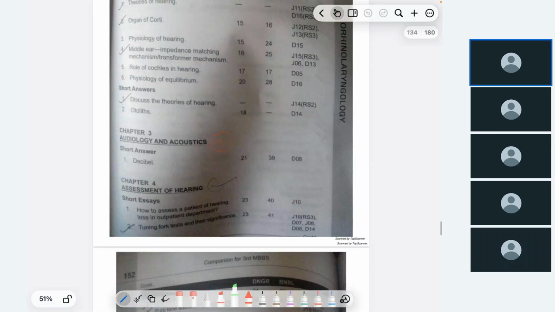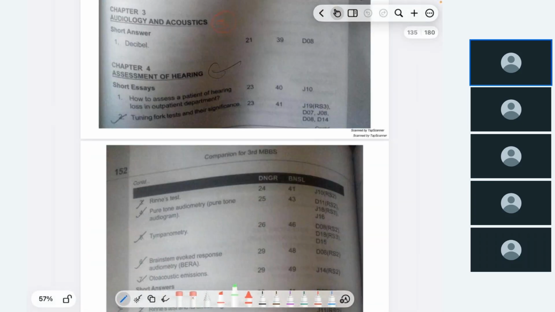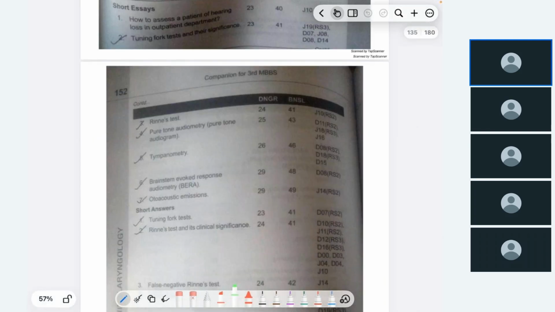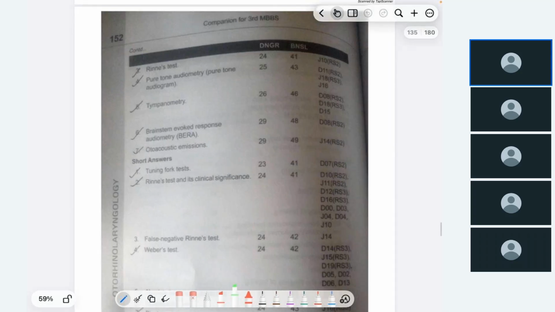And then following that, we'll go for assessment of hearing. How to assess a hearing loss in OPD, which is one side, as a 10-mark short essay. Tuning fork test and its significance as many times. Rinne test, pure tone audiometry, tympanometry, BERA and otoacoustic emission I will not be covering. Let me put a red mark for it. Please note BERA and otoacoustic emission I am not covering only because it's asked only once. Let's discuss only the questions which are asked repeatedly.